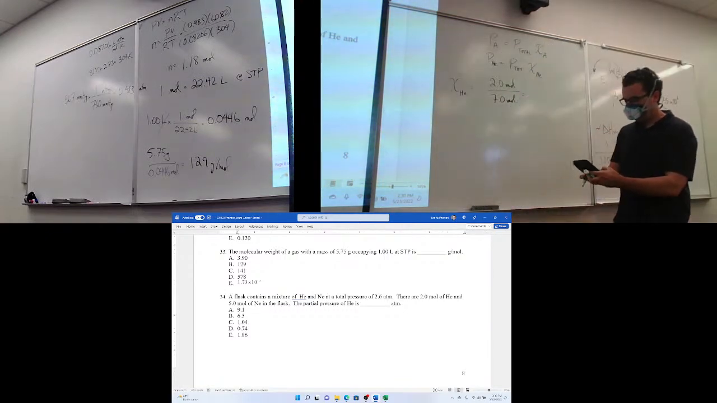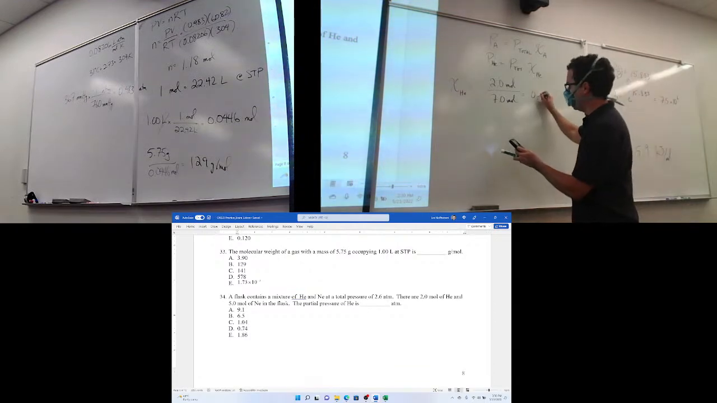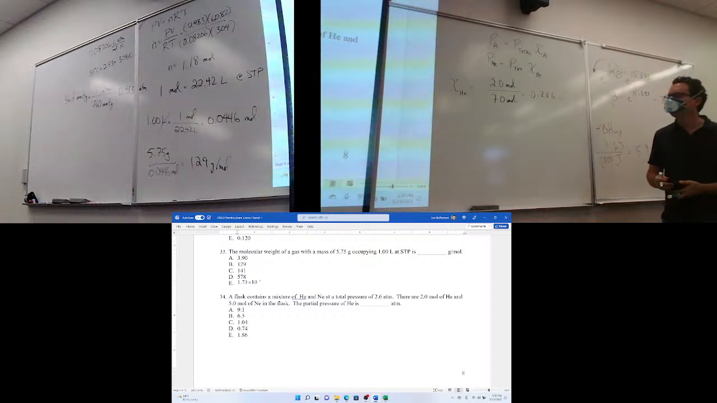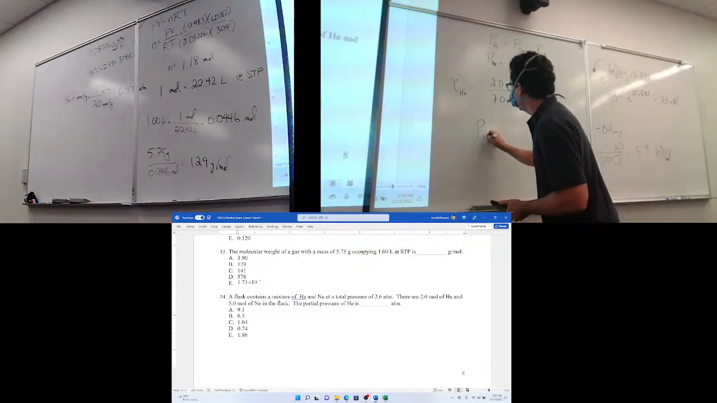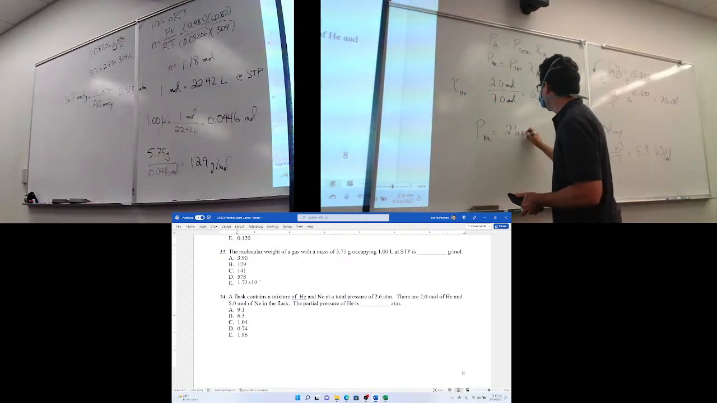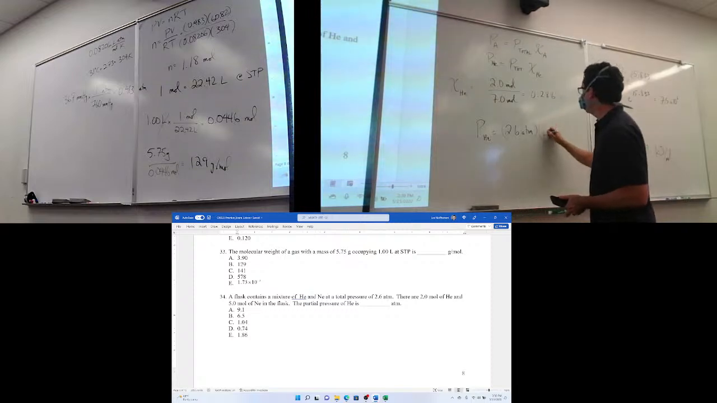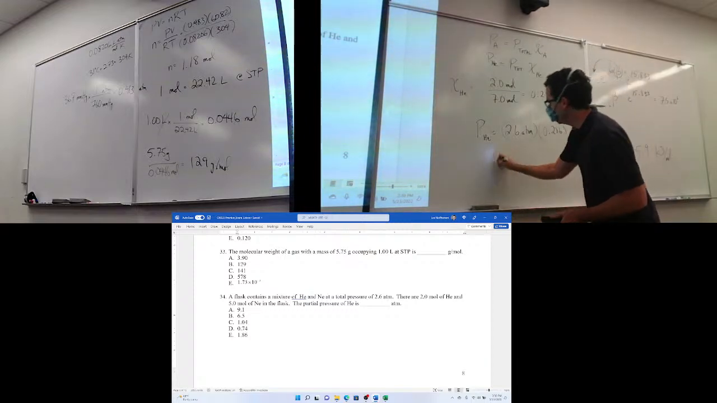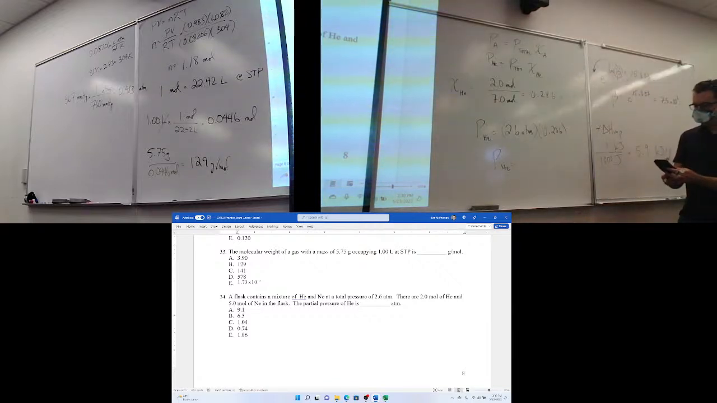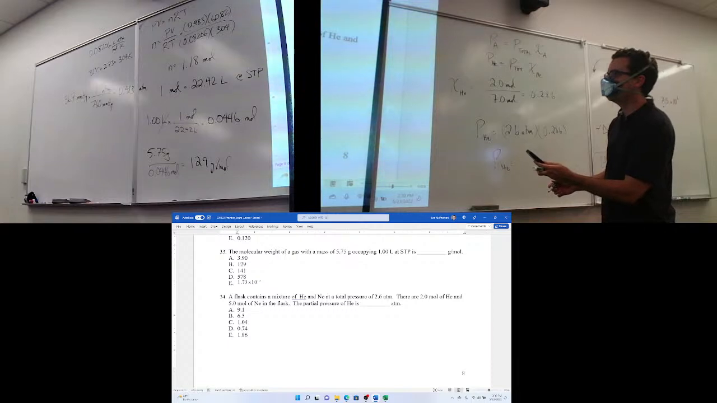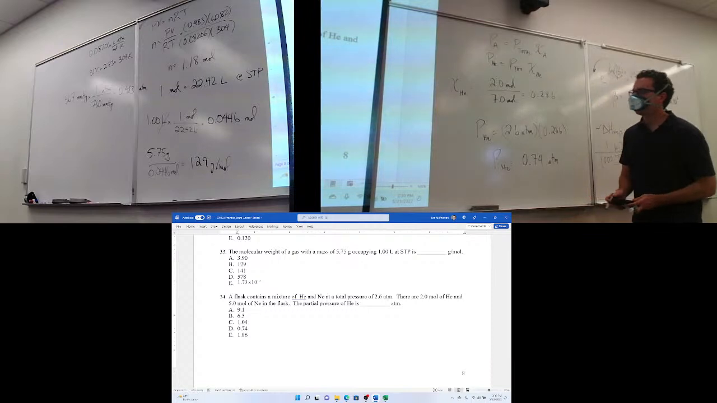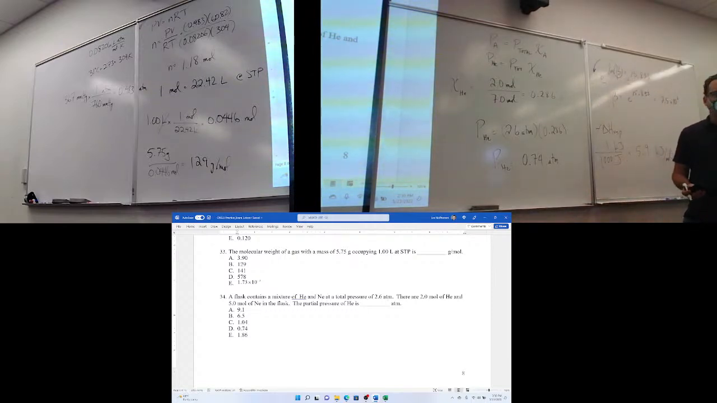So the mole fraction is 0.286, and there's no units. Moles cancel. So the partial pressure of helium is going to be, total pressure is 2.6 atmospheres times that mole fraction. So times 2.6 is 0.74. That's the partial pressure of the helium. It's like D.